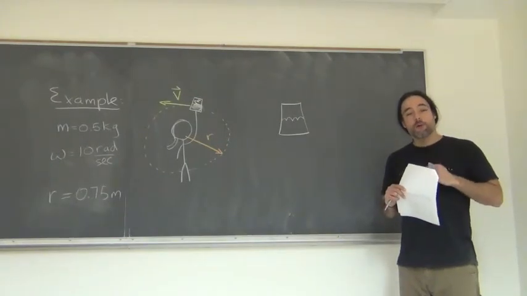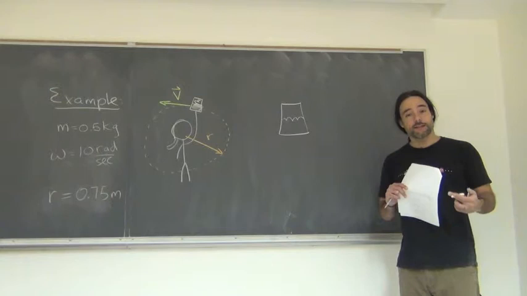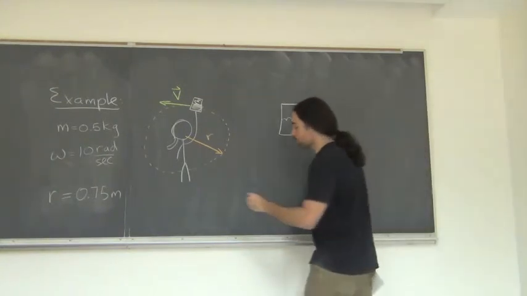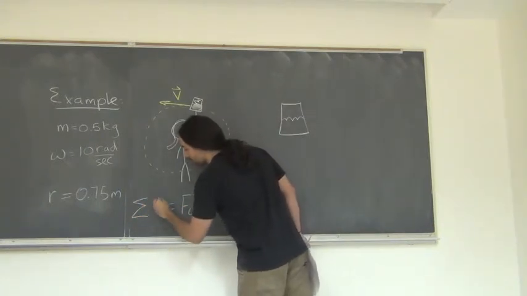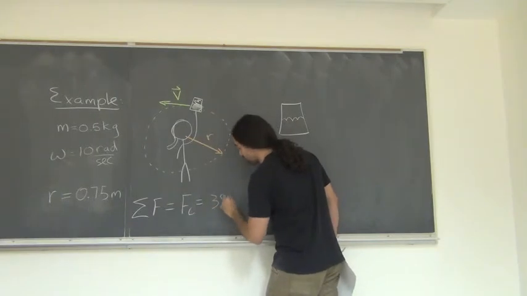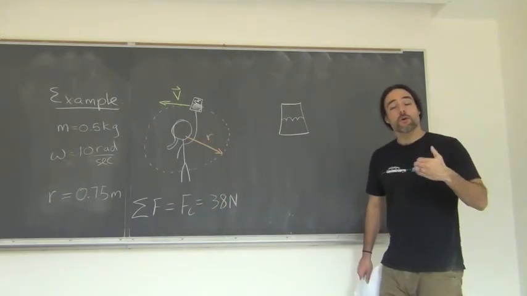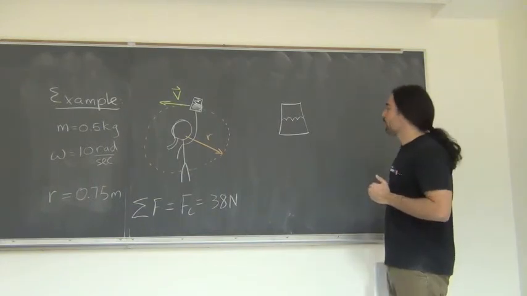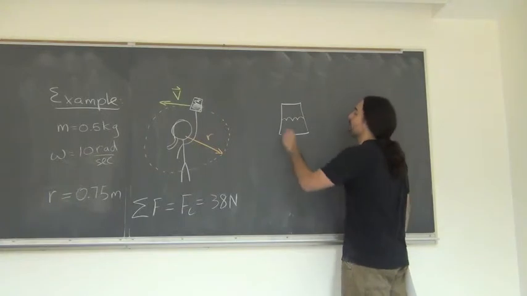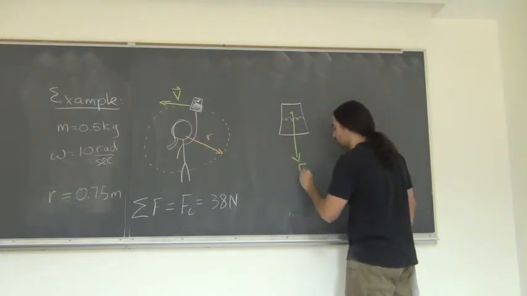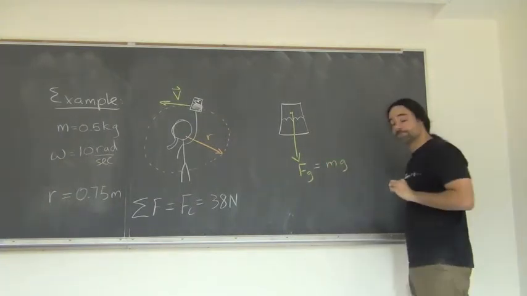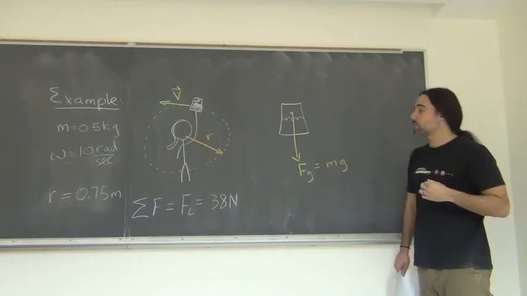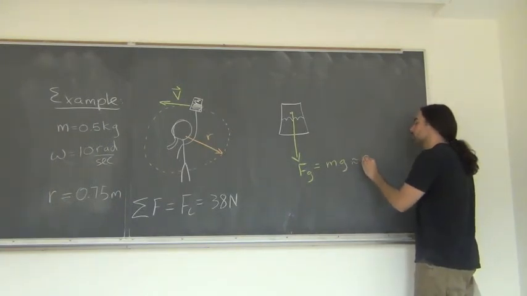If we want to figure out why the water does not come out of the cup, it's helpful to do a free body diagram. So we just showed that the centripetal force, the net force on the object, so if I add up all of the forces, I get a net force of about 38 newtons. What forces cause that centripetal force? Well, one thing is pretty obvious, the force of gravity. The force of gravity is going to be the mass times g. G is about 10, the mass we said was 1/2 kilogram, so this will be about 5 newtons.